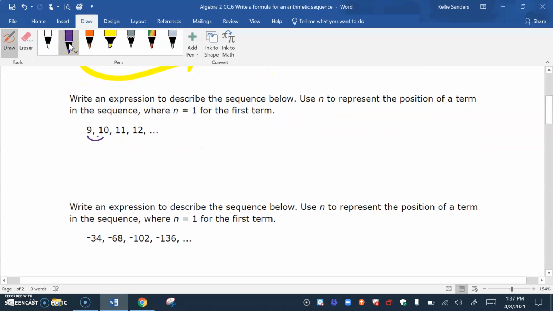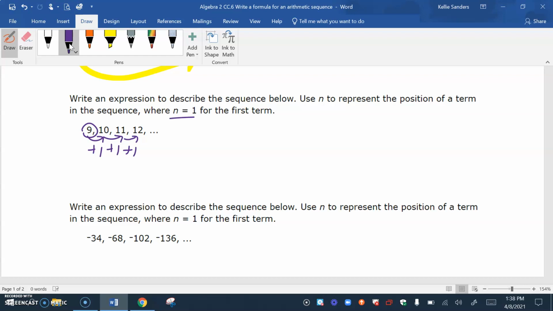What's happening here? We are going up by 1 every single time, right? And this is not 1. So if I'm going to use n, and I'm going to add 1 every single time to get to the next number, what would I start off with first if I'm adding 1 to it to get 9? N plus 9. Okay?